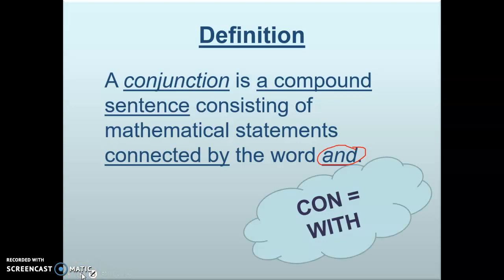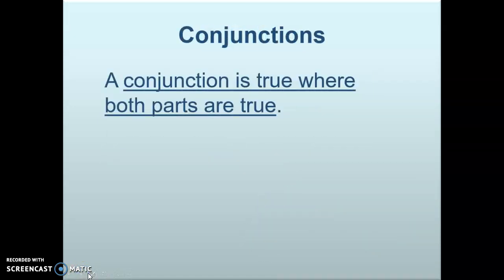If we're looking at roots, con means with. So we're going to look at two different sets of inequalities, and we want to know which numbers are in both one and in the other. Which solutions are in both one and the other. Let's take a look at what that looks like in some math problems. I think it'll make a little bit more sense when you see it with some numbers.